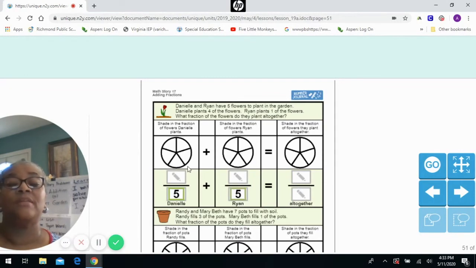It's not going to let me put that there yet. All righty, so let's count. So Danielle plants 4 flowers. Let's color hers in.